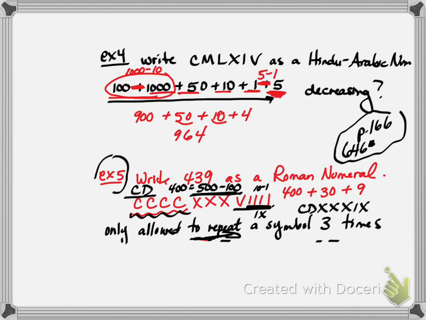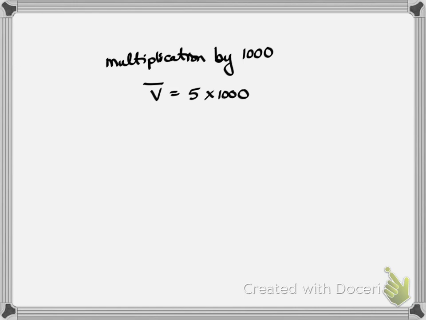So the Roman numeration system can also be used for multiplication. And the way that they would show multiplication is they would put a bar over a symbol. And it means that those numbers are multiplied by 1,000. So the way to show multiplication by 1,000 is to put the symbol and to put a bar over it. And that means 5 times 1,000. And an X with a bar over it means the X's value times 1,000.